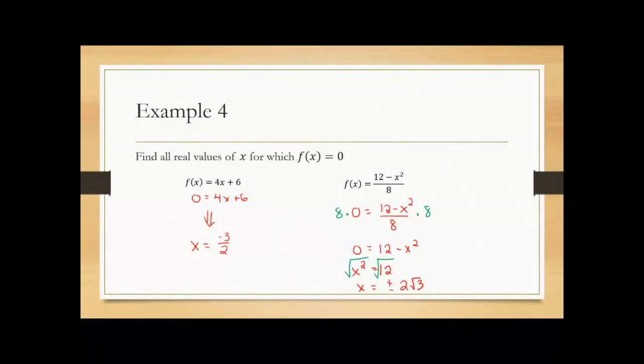Now, if you're wondering how I got 2 square root of 3, I'm going to just go on the top right here. So square root of 12, I can split this up as the square root of 4 times 3. And I can then split that up as the square root of 4 times the square root of 3. Then I can take the square root of 4, which is 2, and that gives us 2 square root of 3.